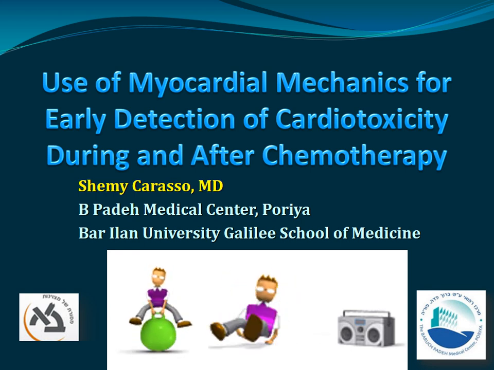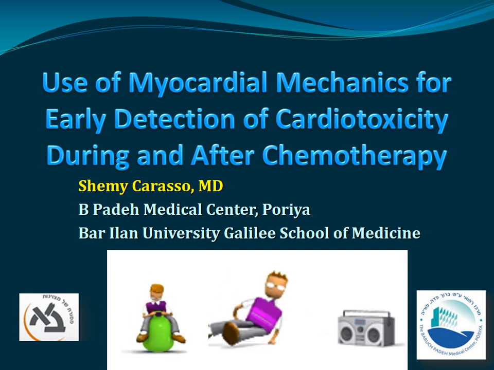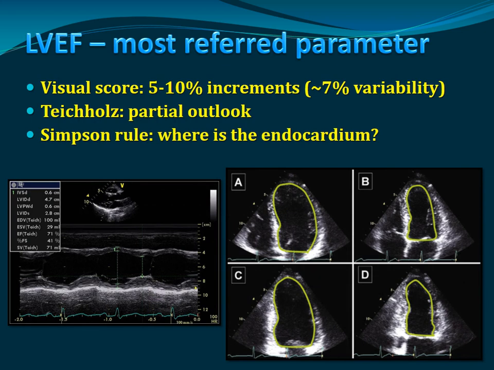Okay, I'll try to speak about how we measure function in our oncology patients, and I'll show a little bit of our experience and others' experience. Well, the most preferred parameter that has always been used is the ejection fraction, which is measured by various methodologies. The first one is the visual score, and you can see that there are 5 to 10% increments, so it's a very difficult parameter to follow and to see minor or minute changes.